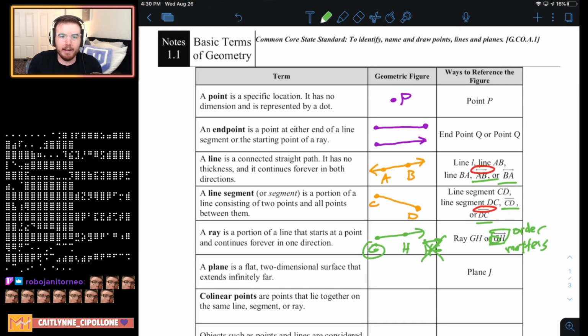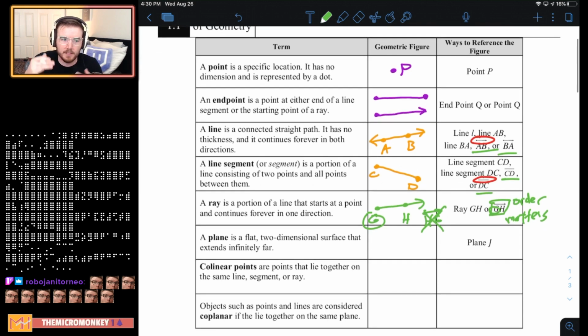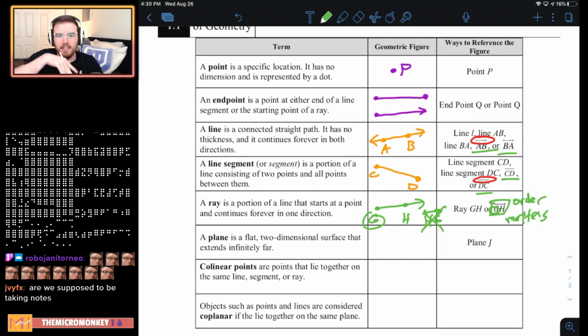So I'm drawing on this piece of paper, my iPad. What is this piece of paper, this flat object that I'm writing on? All of these segments and lines and rays exist on this piece of paper, and this piece of paper can be referred to as a plane.